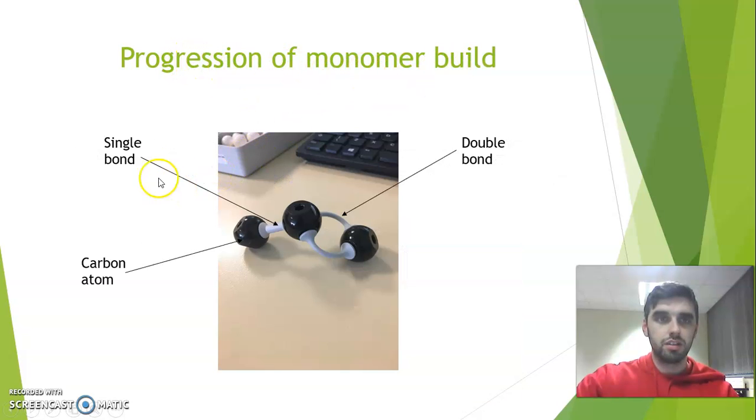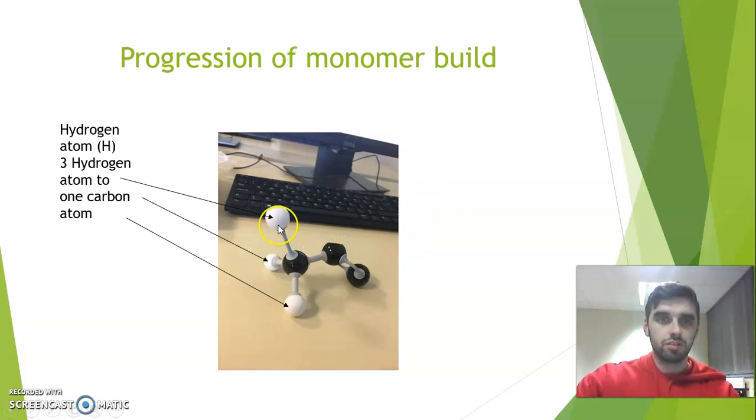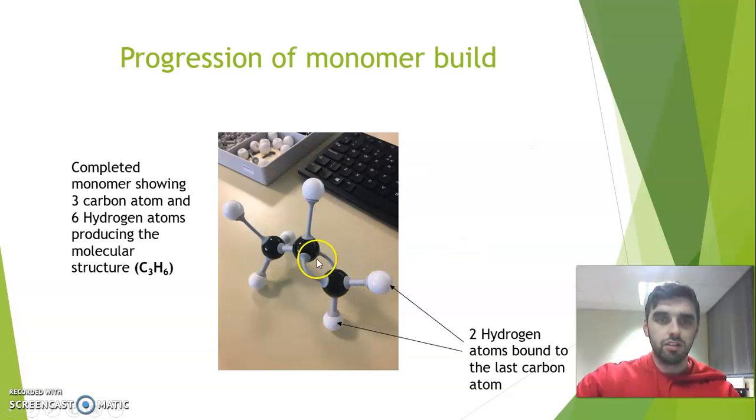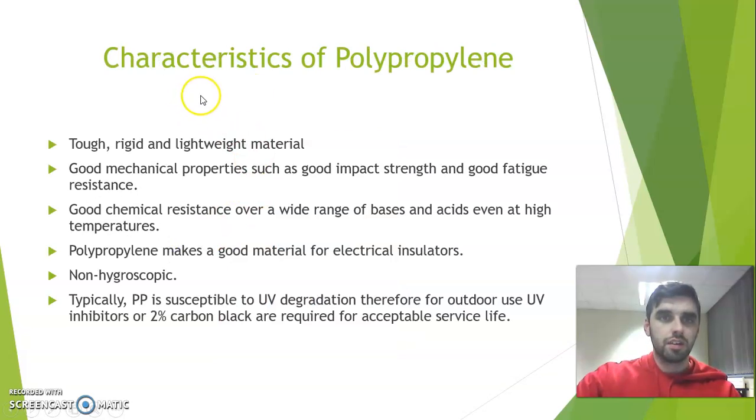Progression of the monomer build: 3 single carbon atoms with a single bond and a double bond shown here. The first carbon has an addition of 3 hydrogen atoms. The middle carbon has an addition of 1 hydrogen atom. And then the final double bonded carbon atom has an addition of 2 more hydrogen atoms, which gives it the molecular structure of C3H6. Characteristics of polypropylene can be seen here.